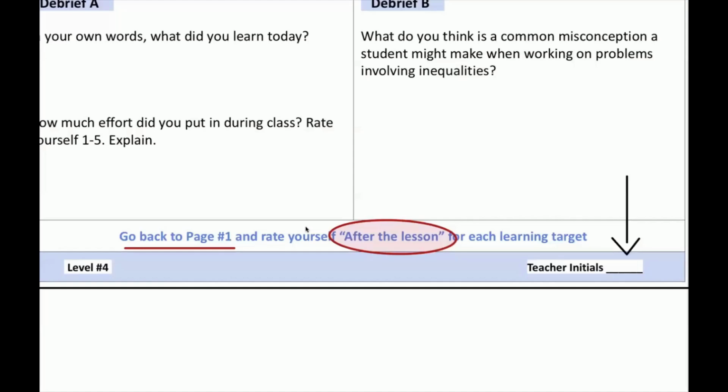Now that you've completed all of page 6, go back to page 1, and as promised, you're going to rate yourself on our learning targets after the lesson, now that you've gotten more practice. Once you're finished page 6, you rated yourself on page 1, check in with your teacher to get additional feedback.